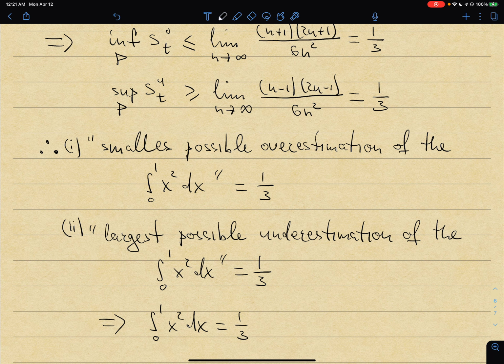Now, if I do a different example, it might turn out that the smallest possible overestimation is strictly bigger than the largest possible underestimation. Well, what would that indicate? It would mean that I cannot really speak about the area under the graph of my function, at least by using these approximations with rectangles, because if the smallest overestimation and largest underestimation are not the same, then there is something wrong with the graph of my function.